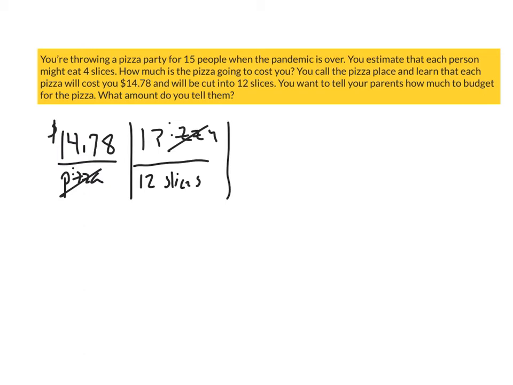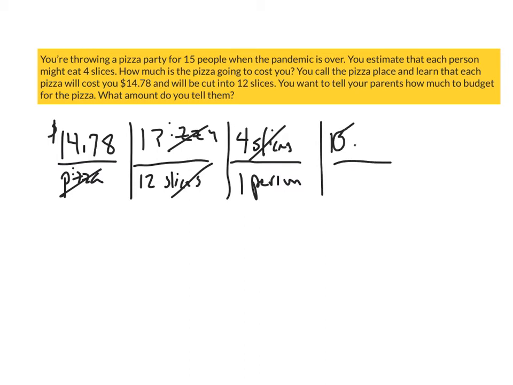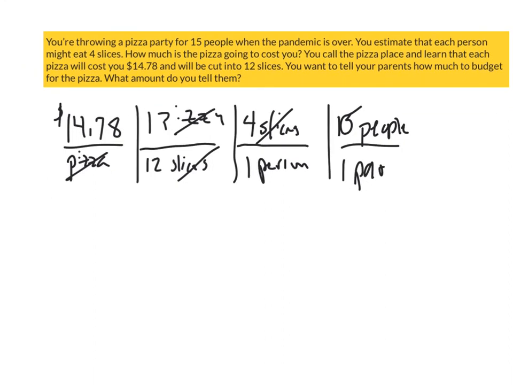Well, what else did I know about slices? I knew that each person would eat 4 slices. So 4 slices for one person. Slices now cancels. Well, what else did I know about the people? I knew there were going to be 15 people at my party. People cancel. I now have dollars per party.